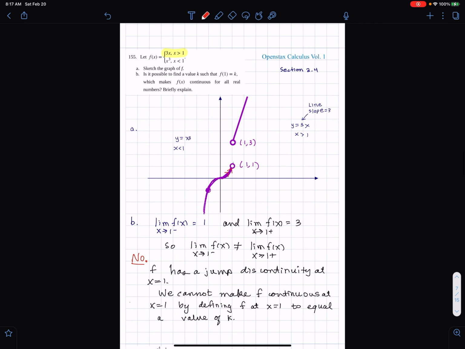Okay, so we got a little practice sketching the graph of a piecewise function, so that was good. And then we talked about the idea of a jump discontinuity. A jump discontinuity is where the limit from the left exists, the limit from the right exists, but they don't equal each other. So it's not continuous because the limit doesn't exist, but it has a jump discontinuity, as you can see from the picture, from the graph. Okay, that's all.